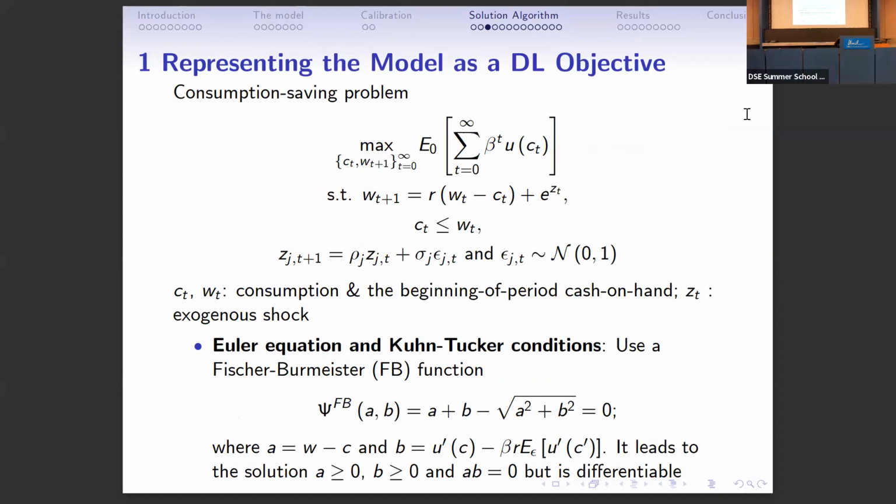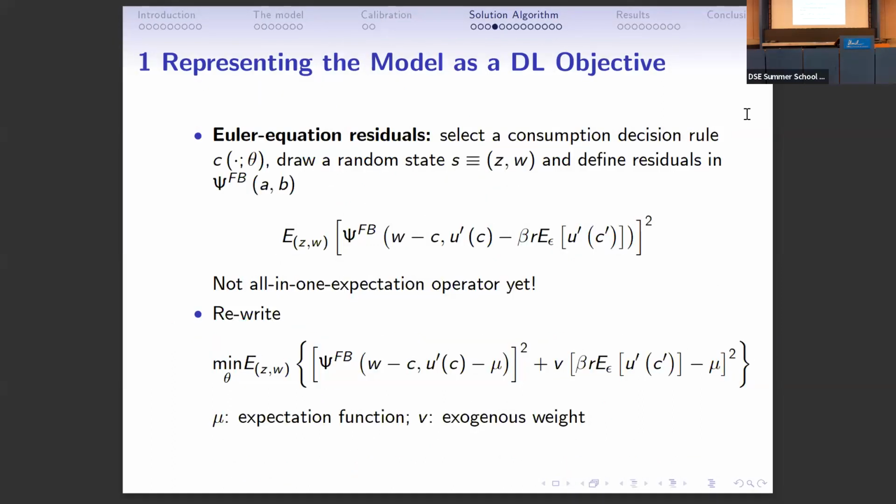So if you use this Fischer-Burmeister function, you basically impose Kuhn-Tucker conditions in a differentiable way, which simplifies your life a lot. This is how your Euler equation looks in terms of the Fischer-Burmeister function. This is A and this is B from the previous slide. Notice why we need the all-in-one expectation operator: this innovation epsilon, these are shocks, is under the square, so you cannot take it out.